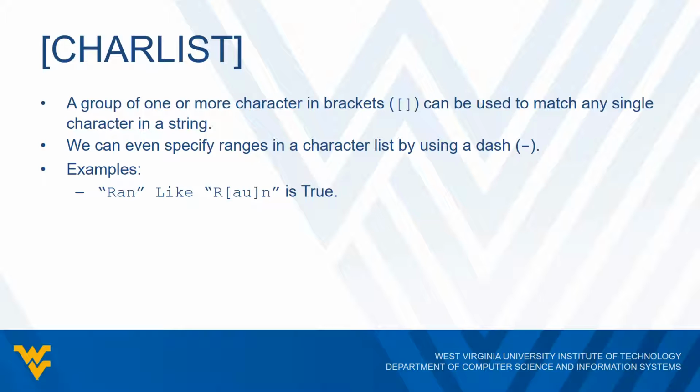So we see here we have the string ran. The first character is capital R. The second character is an A, which matches one of the characters in our list, and then the third character is a lowercase n, therefore this is going to be true.